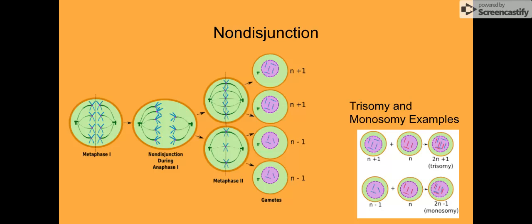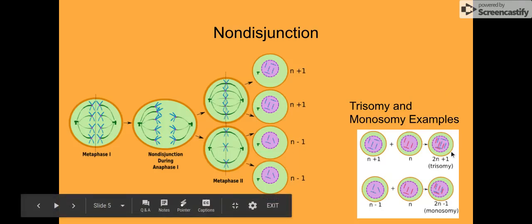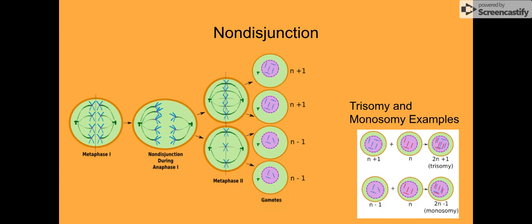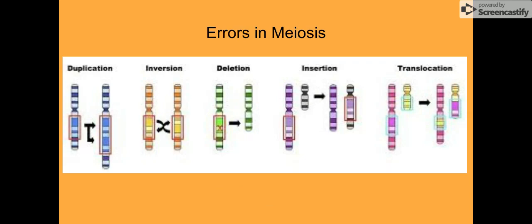Eggs with 3 copies of a chromosome are trisomic, which is shown here, and eggs with 1 chromosome are monosomic, shown there. Polyploidy is the condition of having more than 2 complete sets of chromosomes, common in plant species, and that's part of non-disjunction. Errors in meiosis can occur in many different ways.